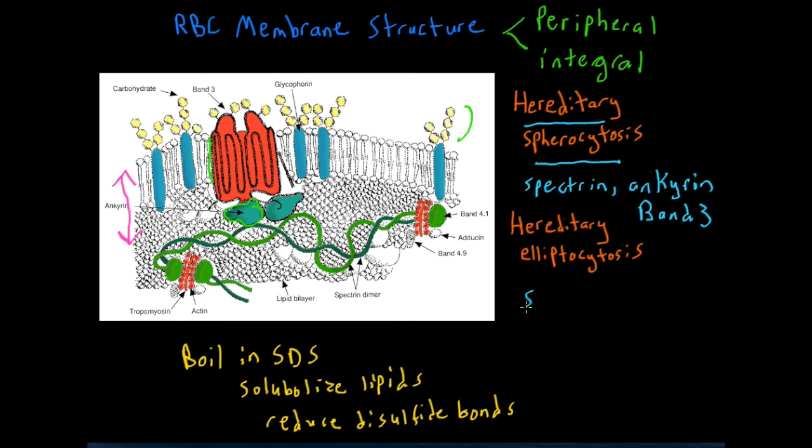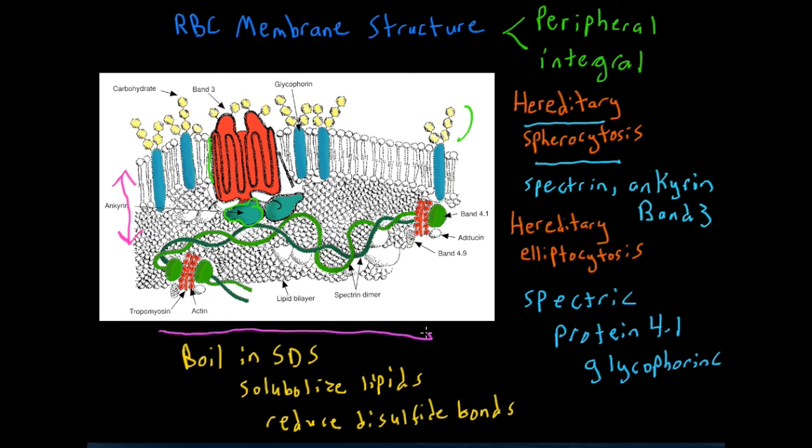Whereas in a condition known as hereditary elliptocytosis, this is also going to cause a problem in spectrin, but instead of band 3 or ankyrin, we're going to have protein 4.1, which is a reference to the band number of that protein as well. So like band 3, protein 4.1 is just another band number, and glycophorin C. This is going to be causing an interruption in the horizontal component of the membrane.